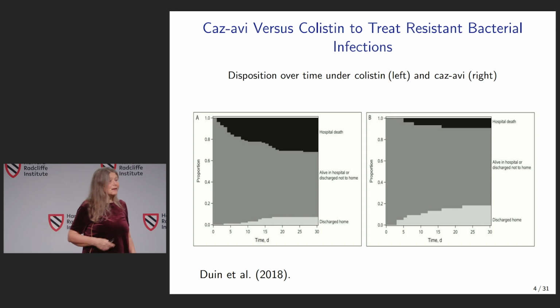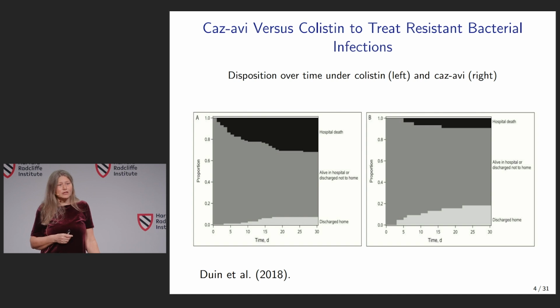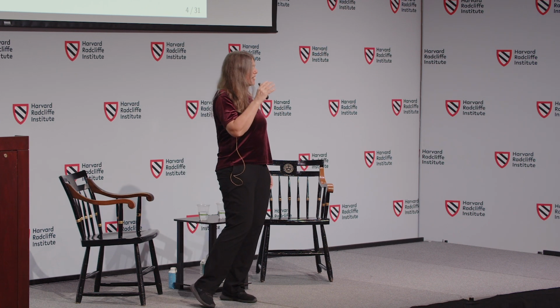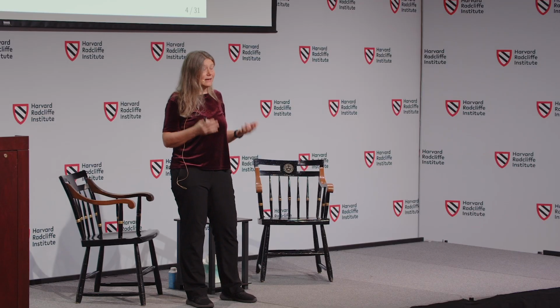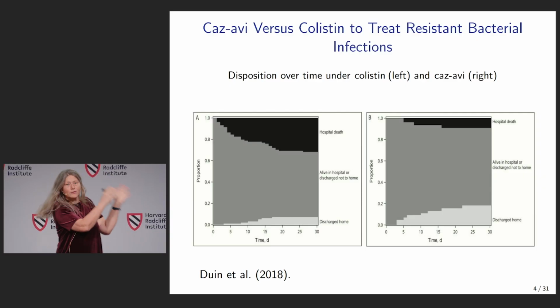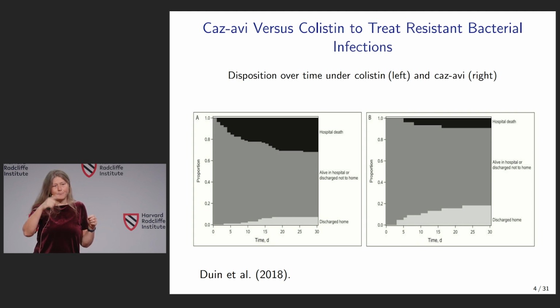This is a particular example where I had been asked to estimate the effect of Casavi compared to colistin for the treatment of, and let me say it correctly, carbapenem-resistant enterobacteria. I don't remember. So these are highly resistant bacterial infections that hospitals hope to avoid in any given year. They are dangerous, they can lead to death. And you can see that in this picture, especially in the picture on the left. You can see that there's quite a bit of patients who die. And the death is the black part of the graph.